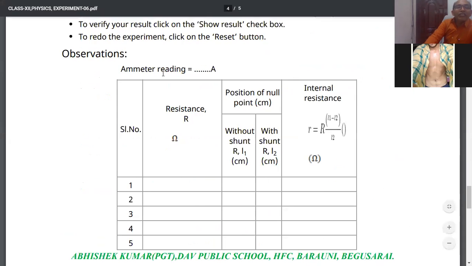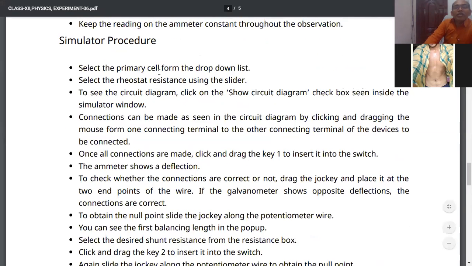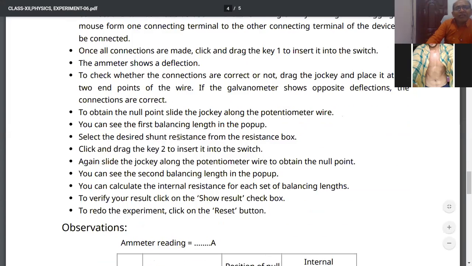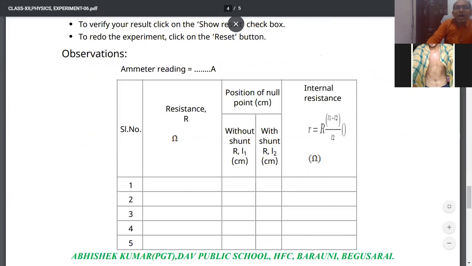And in that simulation part, this is the procedure. Select the primary cell first from the drop down list and select the rheostat resistance using the sliders. To see the circuit diagram, click on show circuit diagram, which I will show you. And make an observation table like this. This table stands for R, the shunt resistance, and this is the position of the null point for lengths L1 and L2.